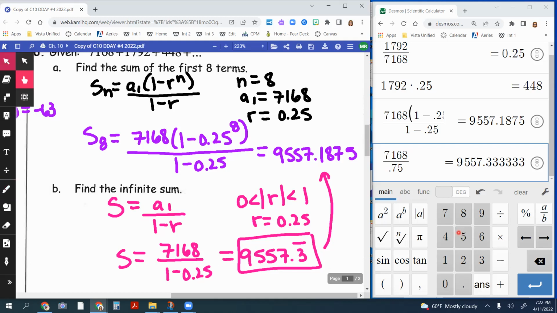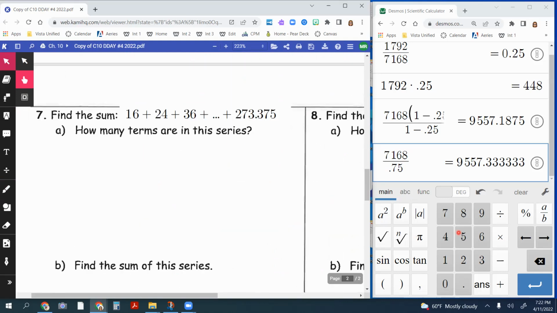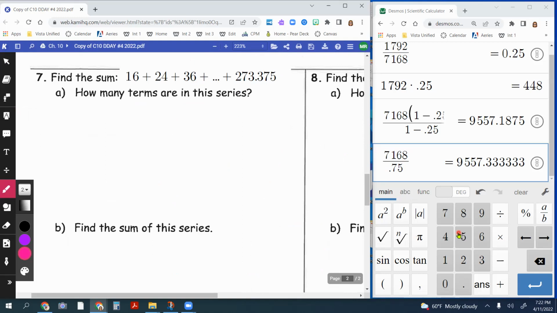Okay. So on the next page, on number 7, find the sum.